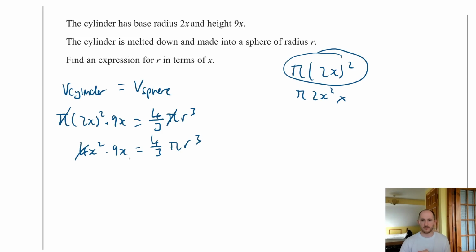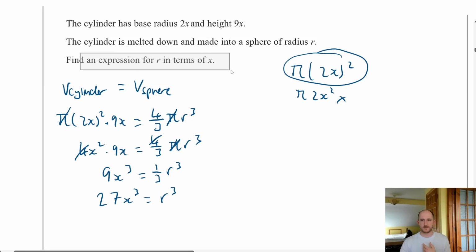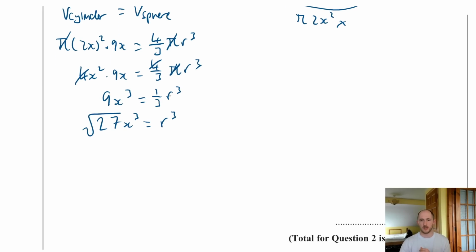I'm going to cancel the 4 out from both sides now to make my life easier. And that gives me 9x cubed equals a third. Sorry, there shouldn't be a pi there actually. r cubed. Times both sides by 3, we get 27x cubed equals r cubed. And because I want an expression for r in terms of x, I'm going to now cube root both sides. The cube root of 27 is 3. Cube root of x cubed is x. The cube root of r cubed is r. So r is simply 3x, 3 times x.